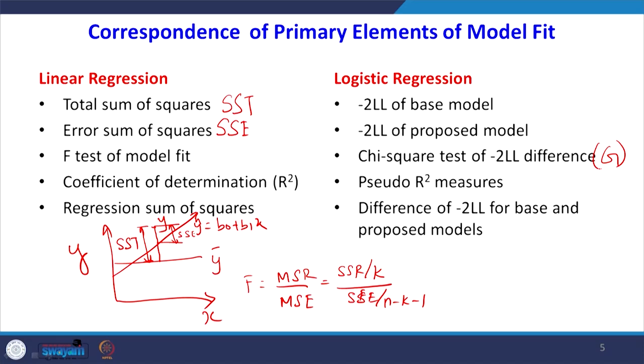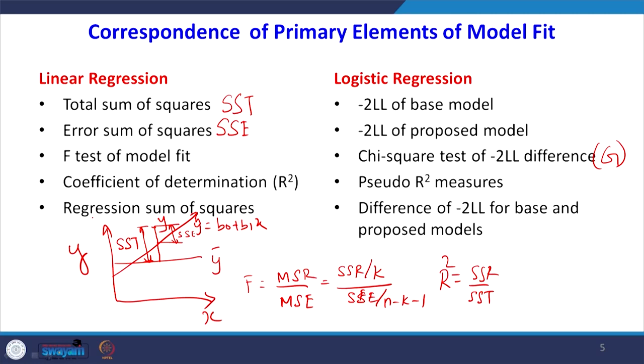In linear regression, to explain the goodness of the model, the term used is the coefficient of determination, R square. So, what is R square? R square is SSR divided by SST, regression sum of square divided by total sum of square, otherwise explained variance divided by total variance. The equivalent term in logistic regression is pseudo R square. I will explain the formula for finding pseudo R square in coming slides.